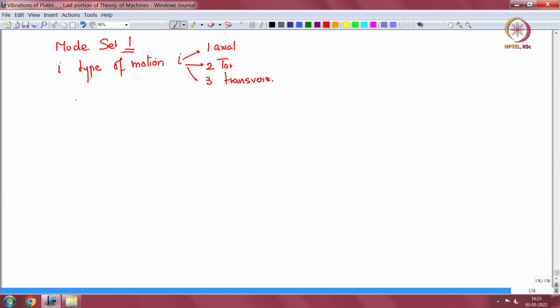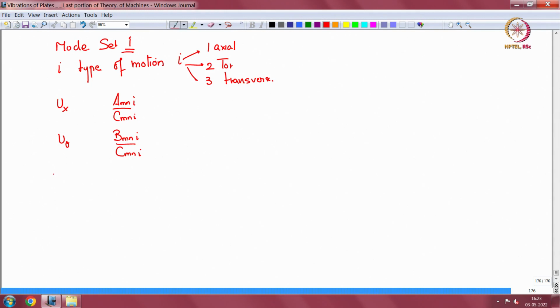So, that means what? The coefficients ux will have a coefficient a mn I by c mn I. The u theta will have a coefficient b mn I by c mn I.